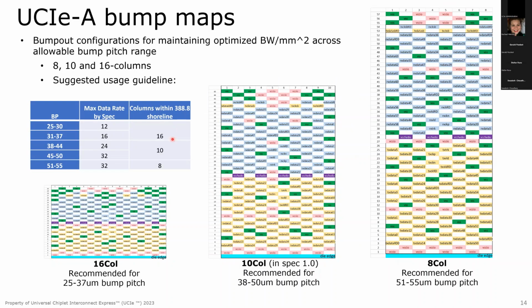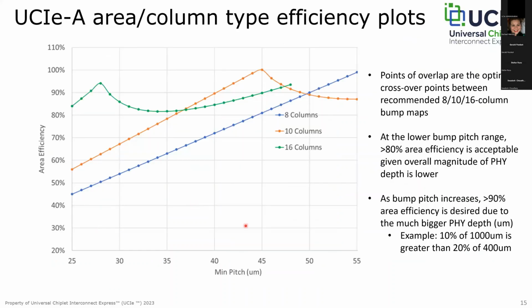And we have a guideline for bump pitch range per module arrangement. Okay, this foil here is just to show you in graphical form how this area efficiency works. So orange represents that 10-column design, and at 45 microns, we've anchored it here. This is the figure of merit for 100% areal efficiency. So this is 45 microns at 100%. And the green waveform or plot here is essentially showing you the 16-column.